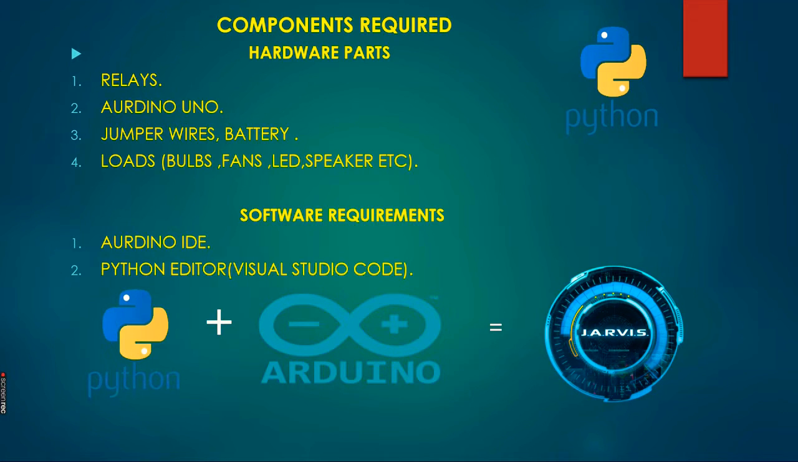Let us discuss the software requirements. The first software which we need is Arduino IDE. I suggest you all to install the latest version of Arduino IDE. The Python editor which I am using is Visual Studio Code, and it's not necessary that you have to use the same. You can use any Python editor you want. So let's move on to our programming part.